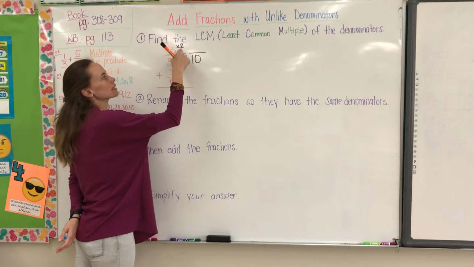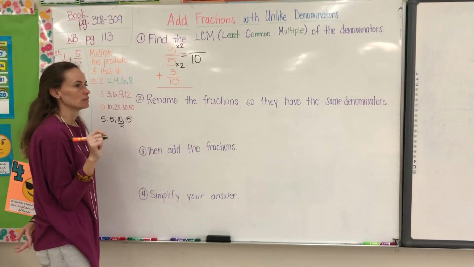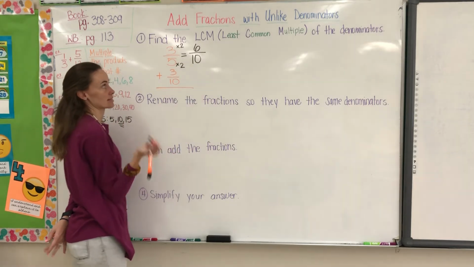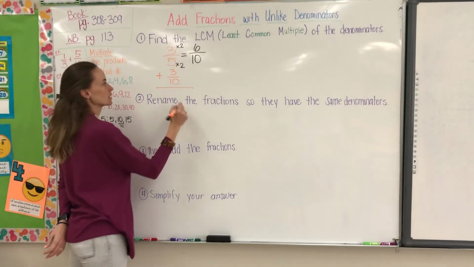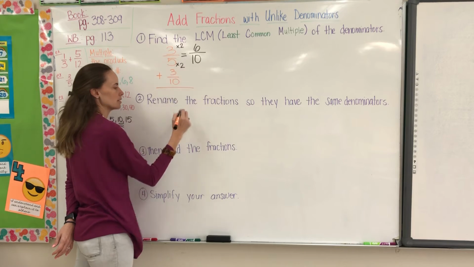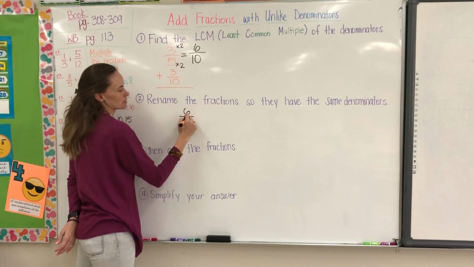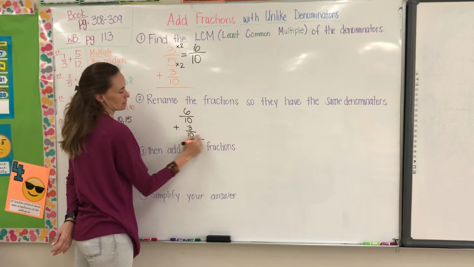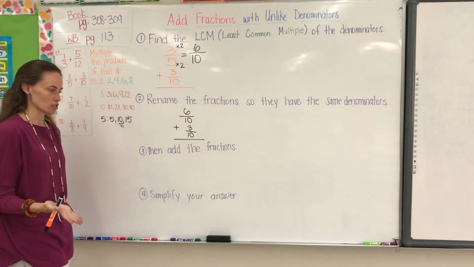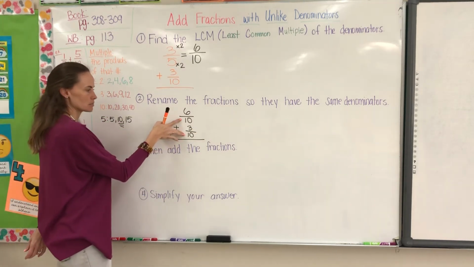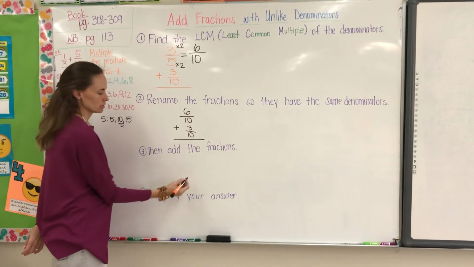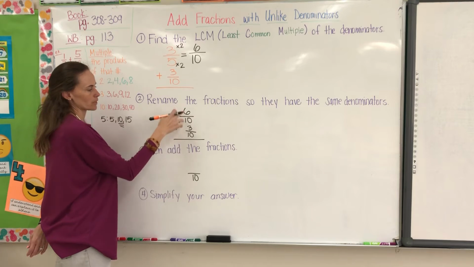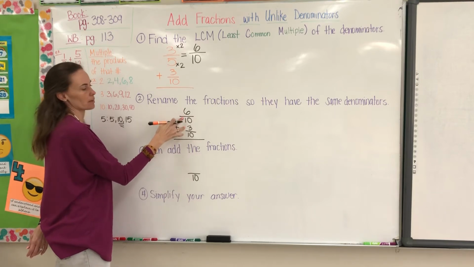So 3 times 2 gives me 6. So I have 6/10, right? Now, when they have the same denominator, 6/10 plus 3/10, right? I'm ready to add. Once they have the same denominator, the answer is gonna have that denominator, 10, and we're going to add the numerators, the tops.